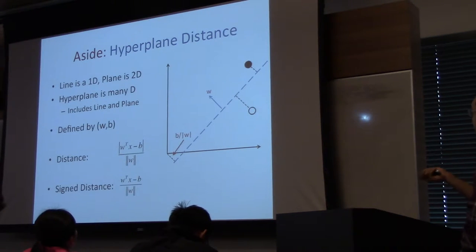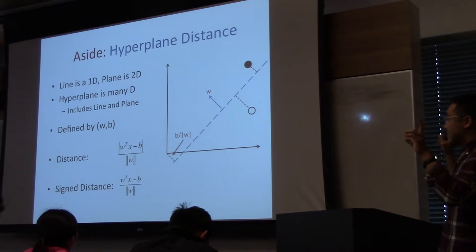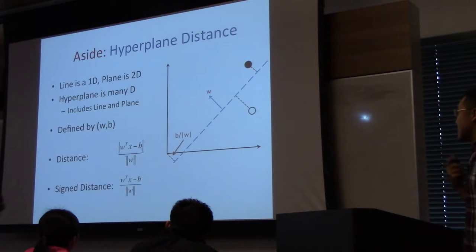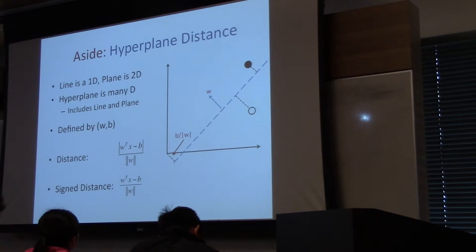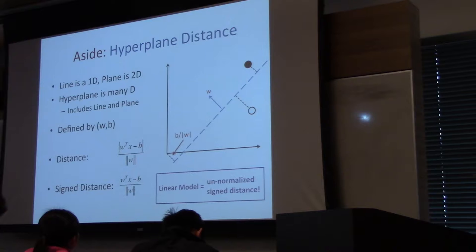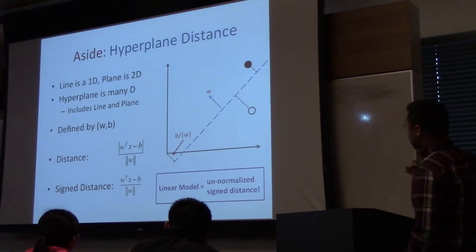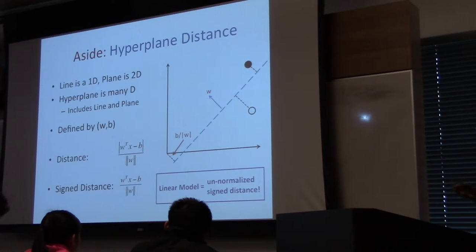And so distance is unsigned. The quote-unquote sine distance is simply removing the absolute values from the numerator, and that's called the sine distance. Okay, so what does that mean? That means that a linear model corresponds equivalently, if you use a geometric interpretation, to the unnormalized sine distance of some hyperplane with a bias offset. You could equivalently represent any linear model as some hyperplane with a normal plus an offset.